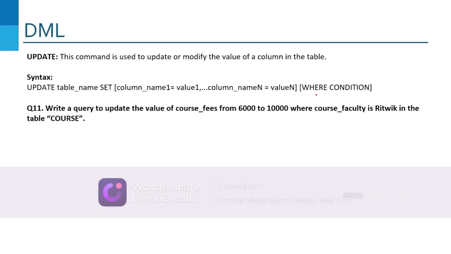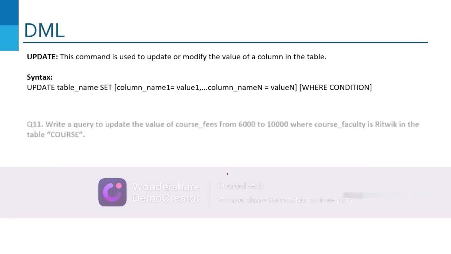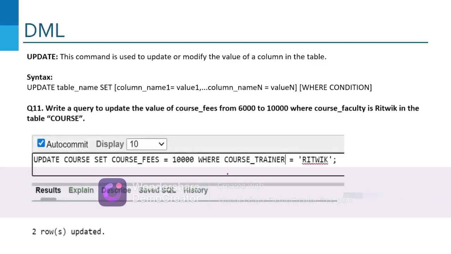So write a query to update the value of the course fees from 6,000 to 10,000 where course faculty is Ritvik in the table course. So we have the course fees here and we want that 6,000 should be changed to 10,000 wherever the course trainer is Ritvik. So here and here, right? So this is what I want. How to update this? UPDATE course, which is the table name, SET course fees equal to 10,000 WHERE course trainer is equal to Ritvik. Very easy. This is how you can do the updation.